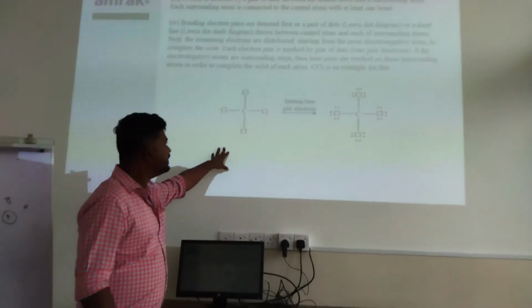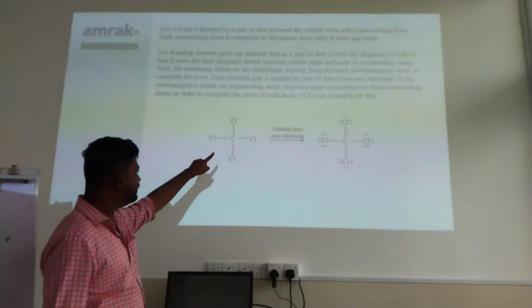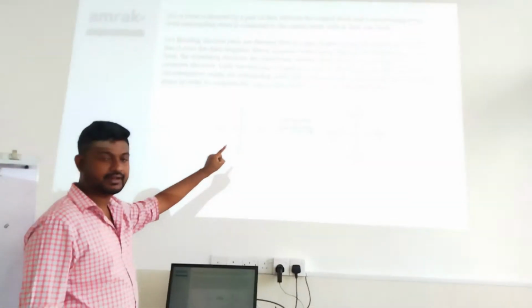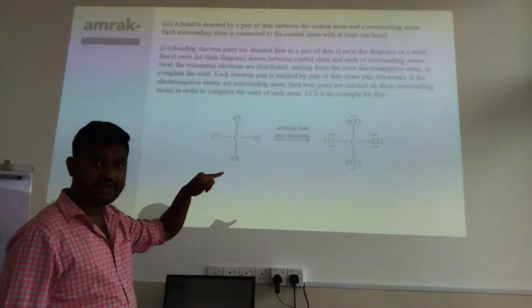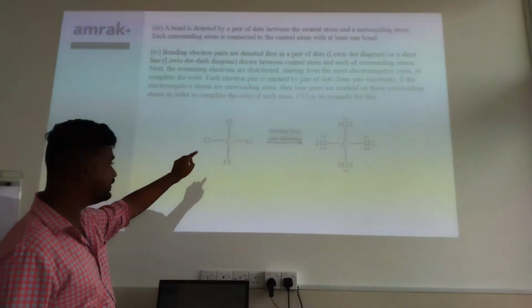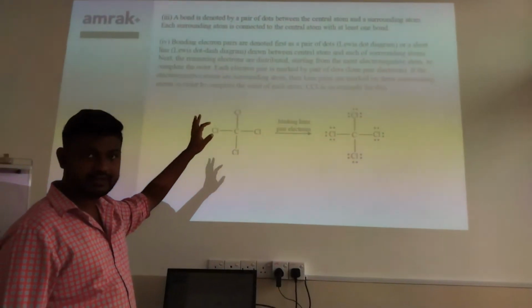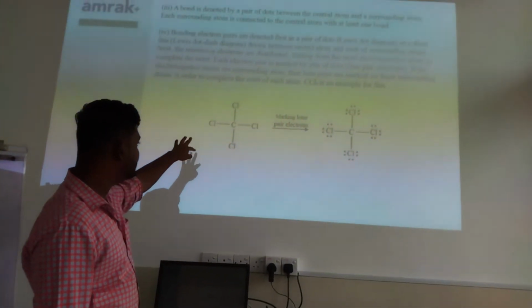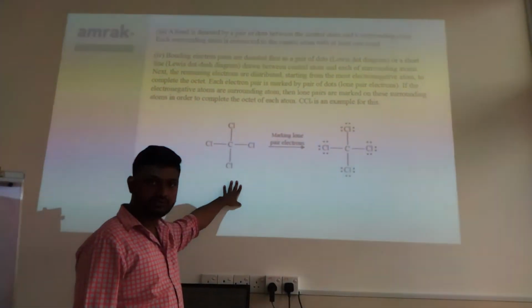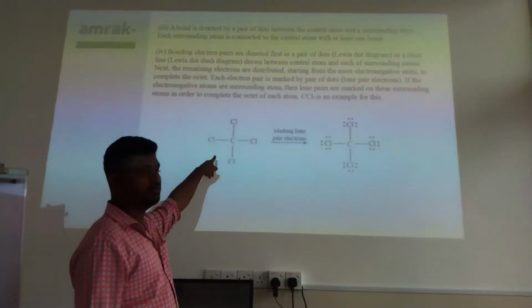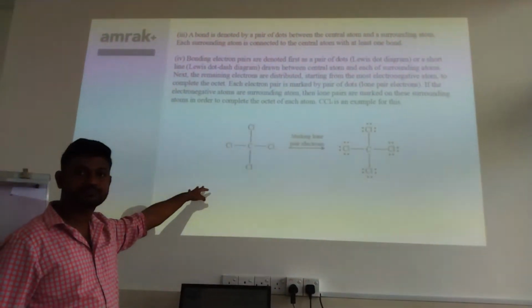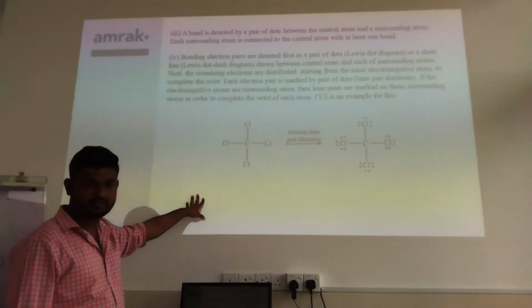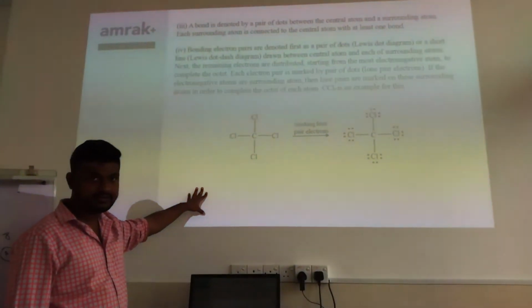See CCl4, you have carbon and 4 chlorines, right? So for chlorine you have 7 electrons, whereas carbon has 4 electrons. There are 4 chlorines now. So 7 into 4, 28 plus 4, 32. So in total you have 32 valence electrons.